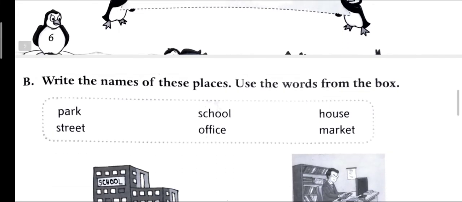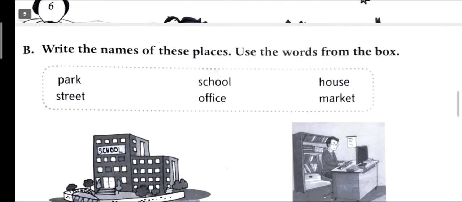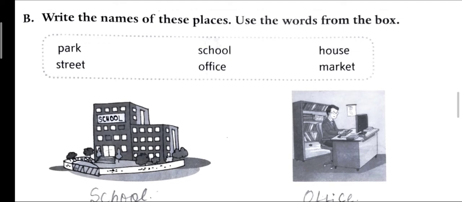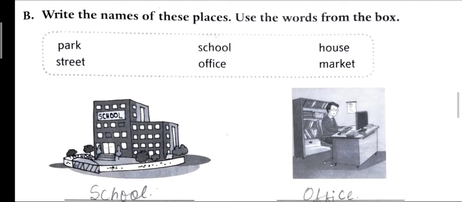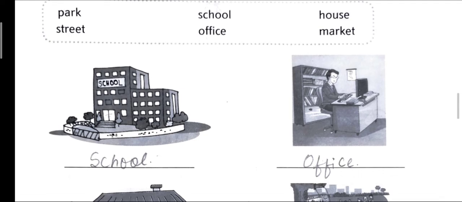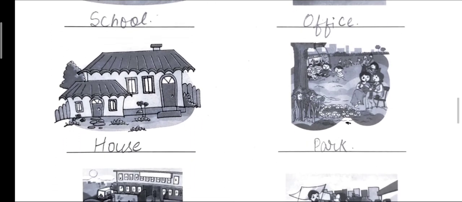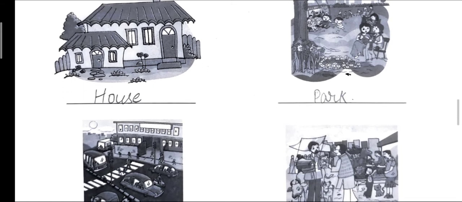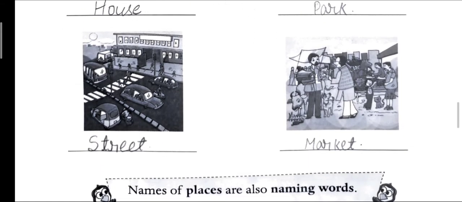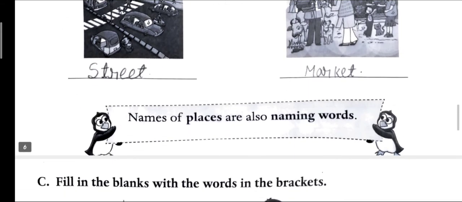Write the names of these places, use the words from the box. So you have to write the name of these places. First one is school. Spelling of school is S-C-H-O-O-L, school. Then office, you have to write it yourself. Then house, then park, then street and then market. Names of places are also called naming words.